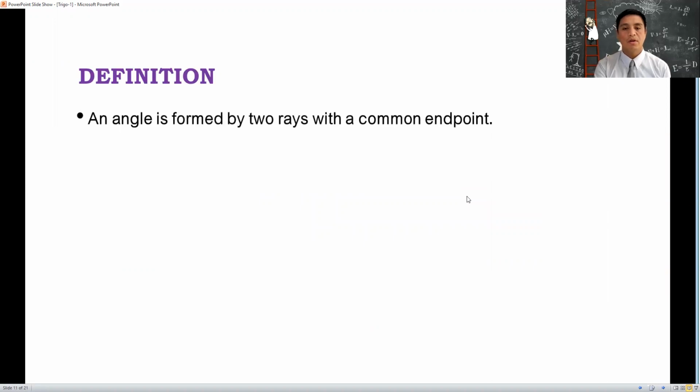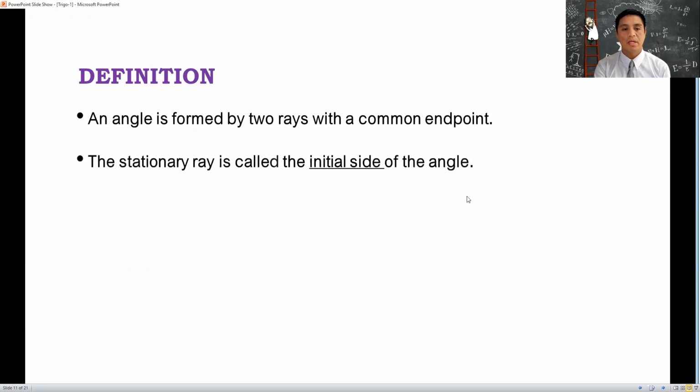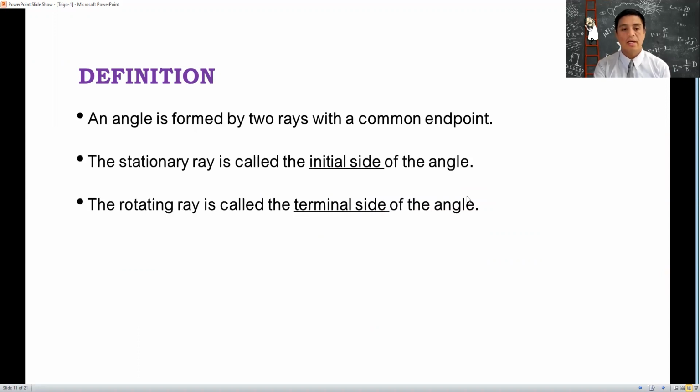We also have this formal definition of angles formed by two rays with a common endpoint. The stationary ray is called the initial side, and the rotating ray is called the terminal side. So this is the initial side where you start measuring the angle, and the terminal side where you end or stop measuring the angle. It's easy to identify the terminal side because of the arrowhead. The arrowhead always points to and touches the terminal side.